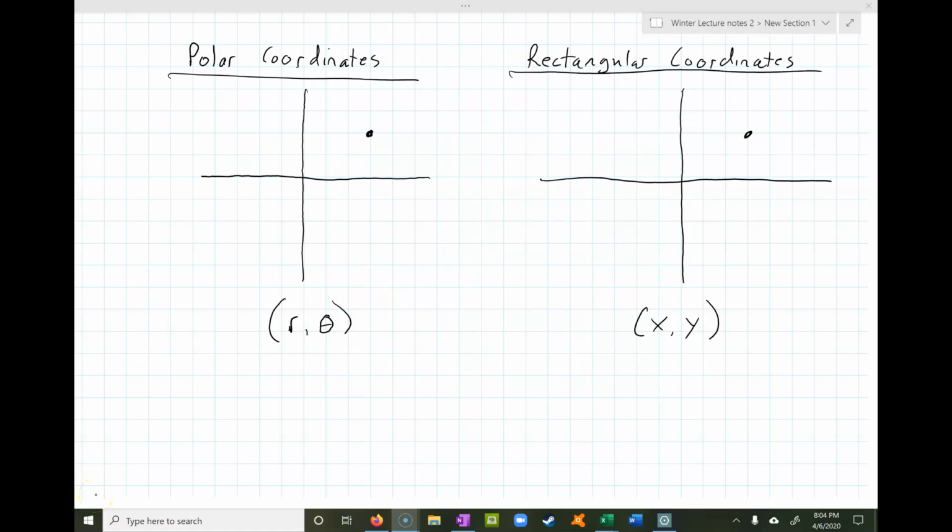So welcome to my video on polar. This is an introduction to polar coordinates, and it's just kind of the building blocks for something we're going to do later in the class.